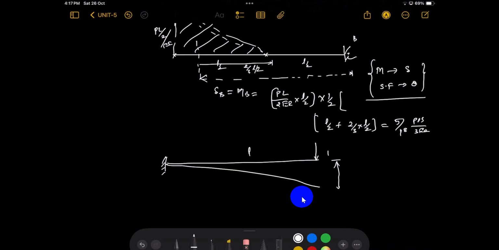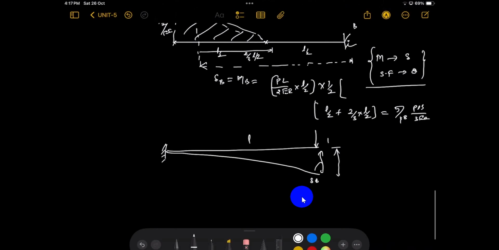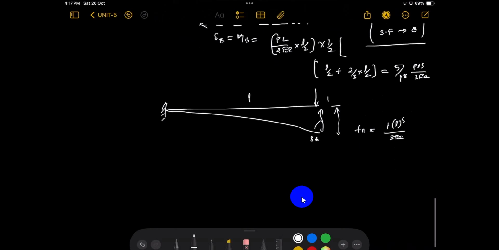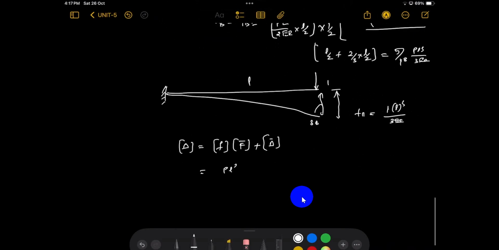Per unit displacement, how much force is generated is the stiffness. You already know it. So what is this value? Flexibility F11 is PL cube by 3EI. That's the flexibility. So now write down the equation: final displacements are equal to flexibility multiplied by force plus free displacement. So I will write down the flexibility as PL cube by 3EI. Sorry, there is no P, it is a 1.